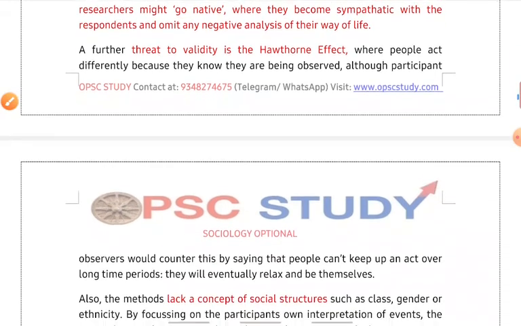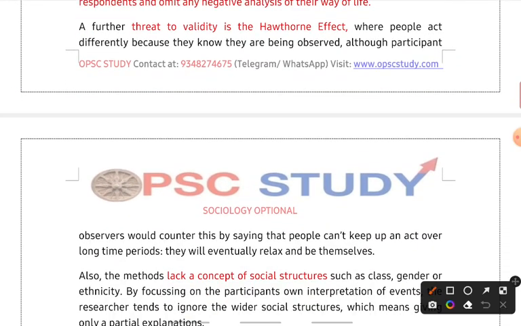Then comes the threat to validity, which is the Hawthorne effect. The Hawthorne effect is like this: suppose you are trying to study any subject. If the subject knows that someone is trying to observe him, he tries to modify his behavior. He changes his original behavior, right? Getting it? It's basically a fact that people will modify their behavior simply because they are being observed. So this is very common.